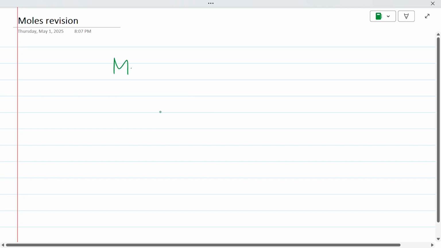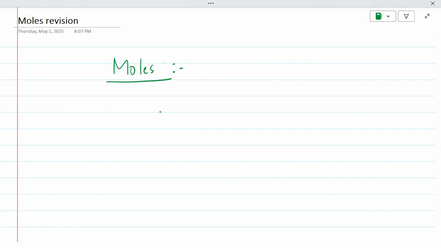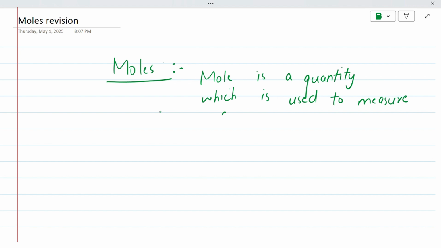Let's start with the moles first of all. We all know that mole is basically a quantity. Mole is a quantity which is used to measure the amount of a substance. So the amount of a substance is measured in moles, and since all quantities have units, mole has a unit which is mol.